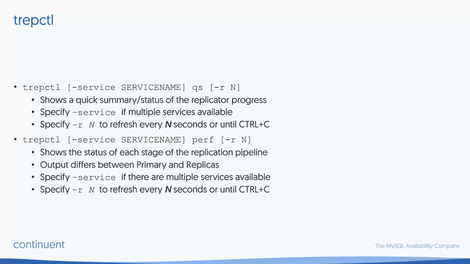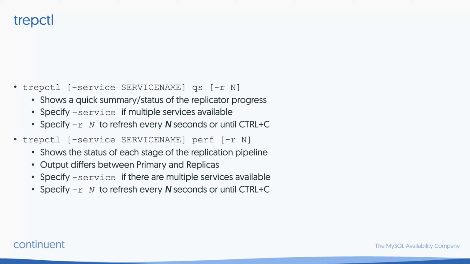The trepctl qs is either a quick summary or quick status, however you wish to refer to it, and that will just show you the replicator progress. And again, specify the service if you have multiple services, and specify the -r if you want the auto refresh.